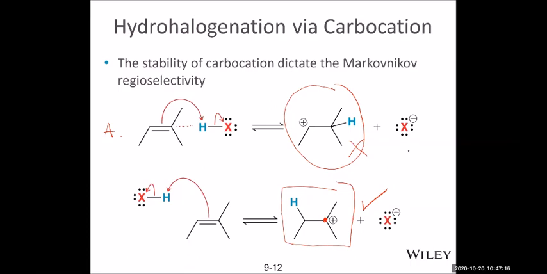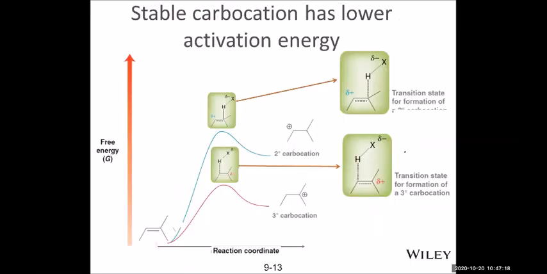So that's the reaction energy difference, because the instability causes high energy of the secondary carbocation. It causes high activation energy. That makes it slow down. This reaction will be slower than this reaction. So that's why you got two different products.